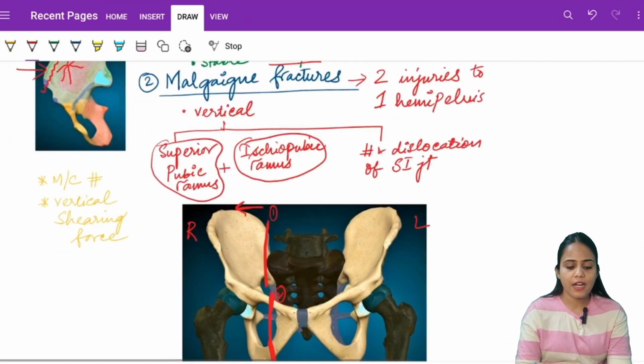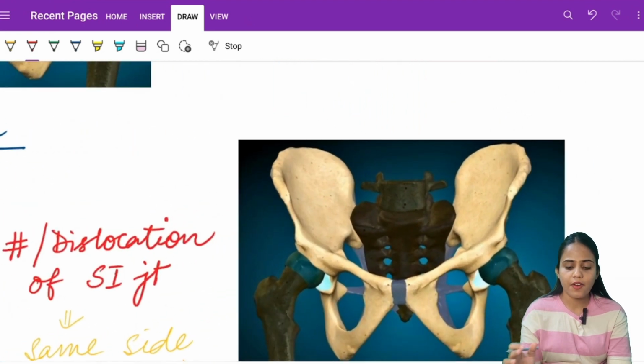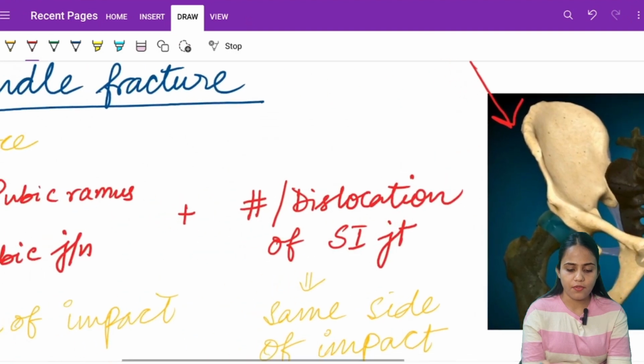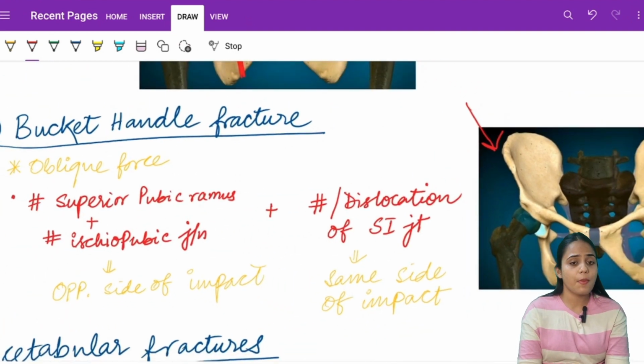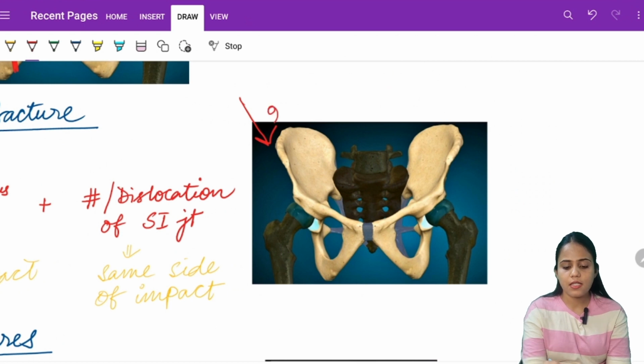Okay. The next fracture we will talk about is the bucket handle fracture. For a bucket handle fracture to occur, we need an oblique force. Here, both of the hemipelvis are involved. Suppose, as the picture suggests, this is the side of impact and this is the opposite side of impact. So what will be the fracture on the same side of the impact?